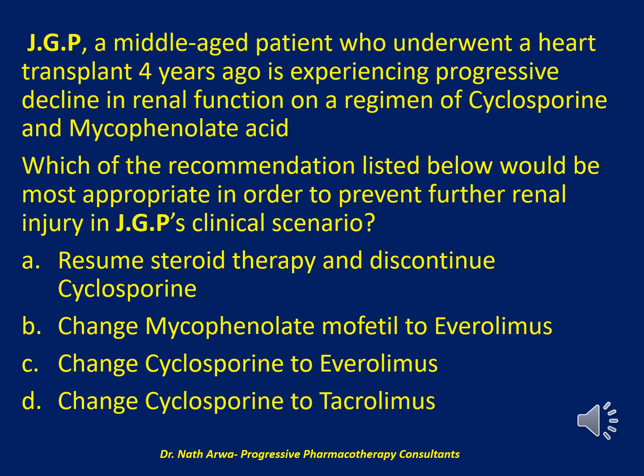And the next question reads, JGP, a middle-aged patient who underwent a heart transplant 4 years ago, is experiencing progressive decline in renal function on a regimen of cyclosporine and mycophenolic acid. So my question to you is, which of the recommendations listed below would be most appropriate in order to prevent further renal injury in JGP's clinical scenario?